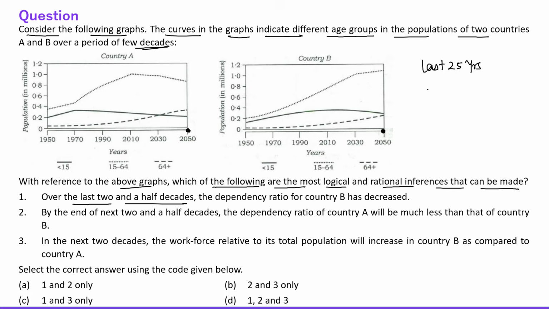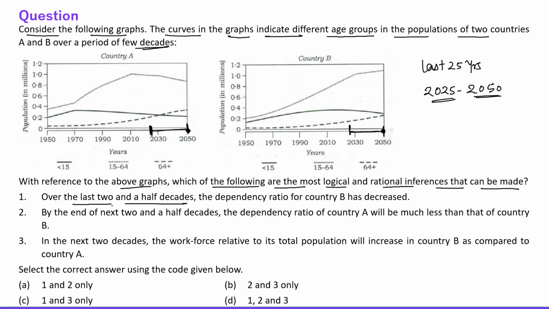So the last 25 years means 2025 to 2050. I'm really sorry, 2025 to 2050. So these are the last 2.5 decades, meaning 2025 to 2050. They are talking about this period, 2025 to 2050.